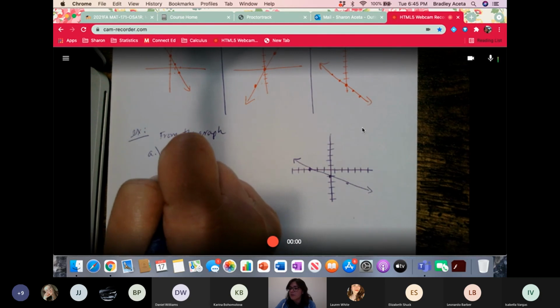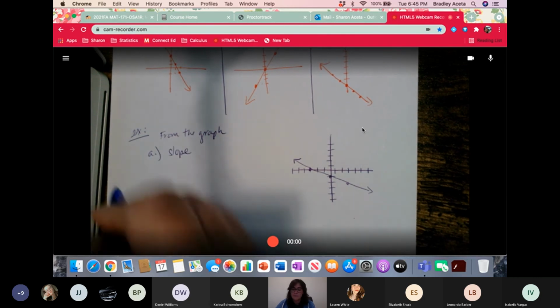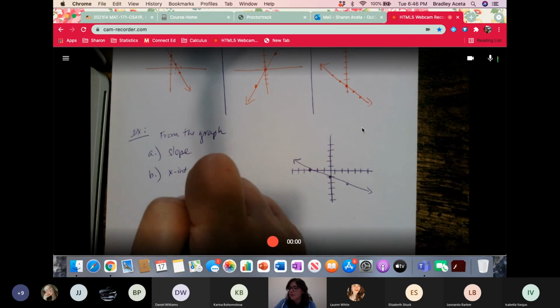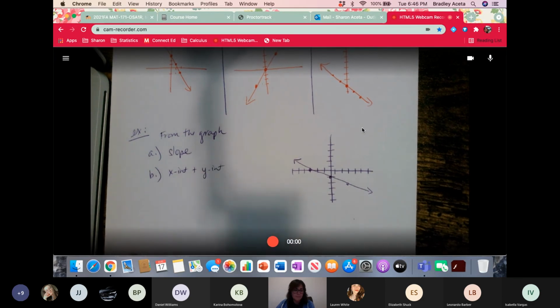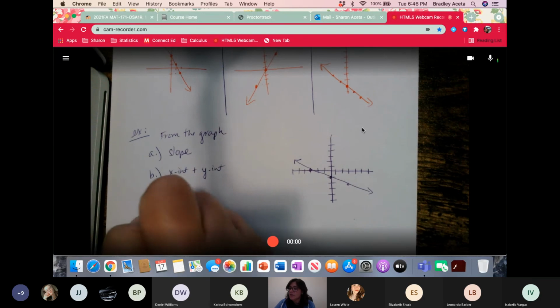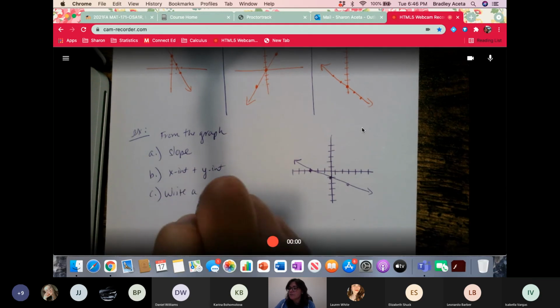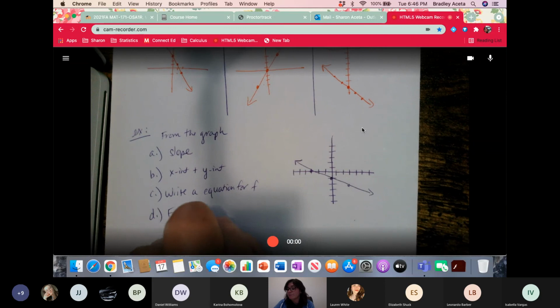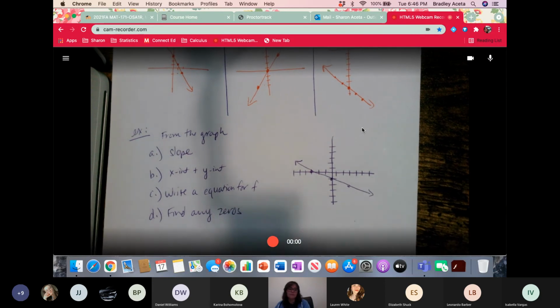You have to tell me the slope. You have to tell me the x-intercept and the y-intercept. You'll have to write an equation for f, and then find any zeros. Okay, so don't freak out. This is not hard.